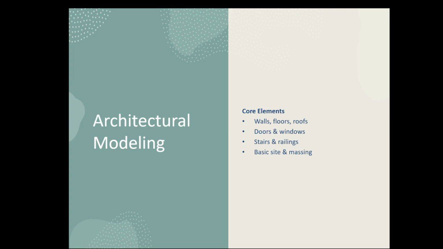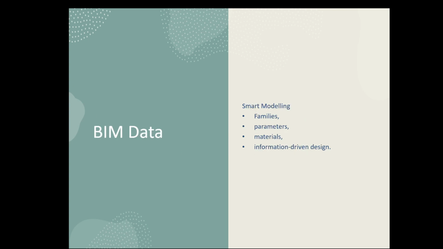Once we start with that, we'll be moving on to the core elements like walls, floors, and creating roofs. In that, I'll be explaining how to create windows, and then stairs, railings, and then we'll do the basic site and massing. And we'll start with the BIM data, like smart modeling, how we are going to utilize families, what parameters and materials are, and then information driven design.